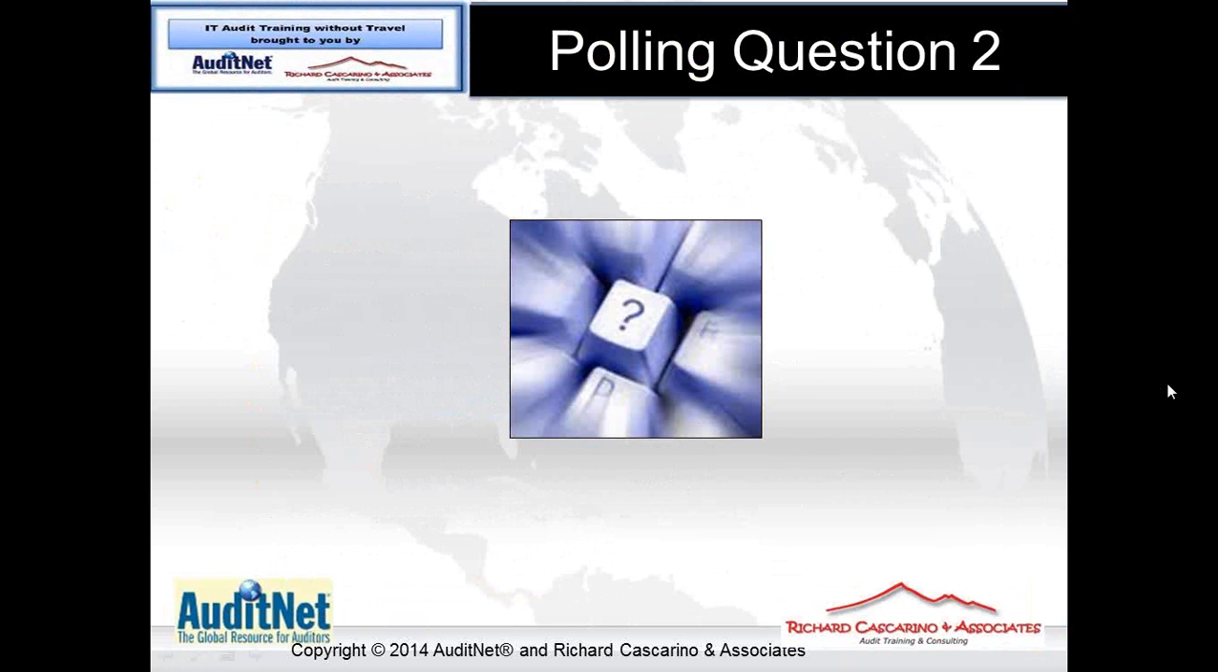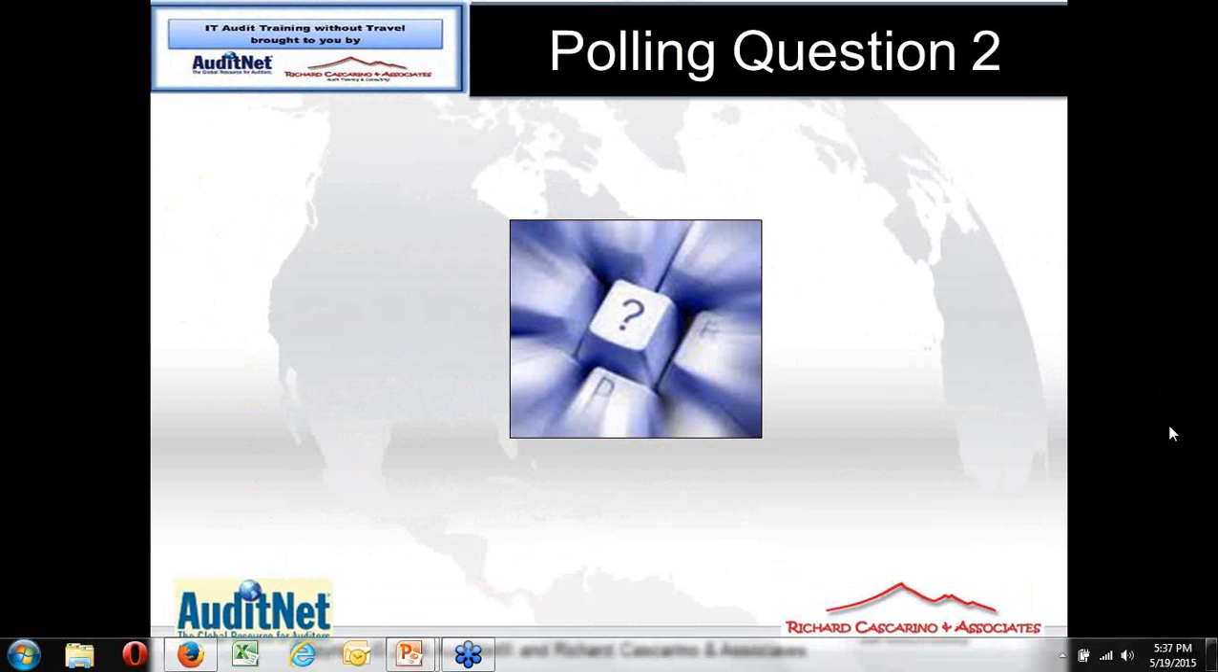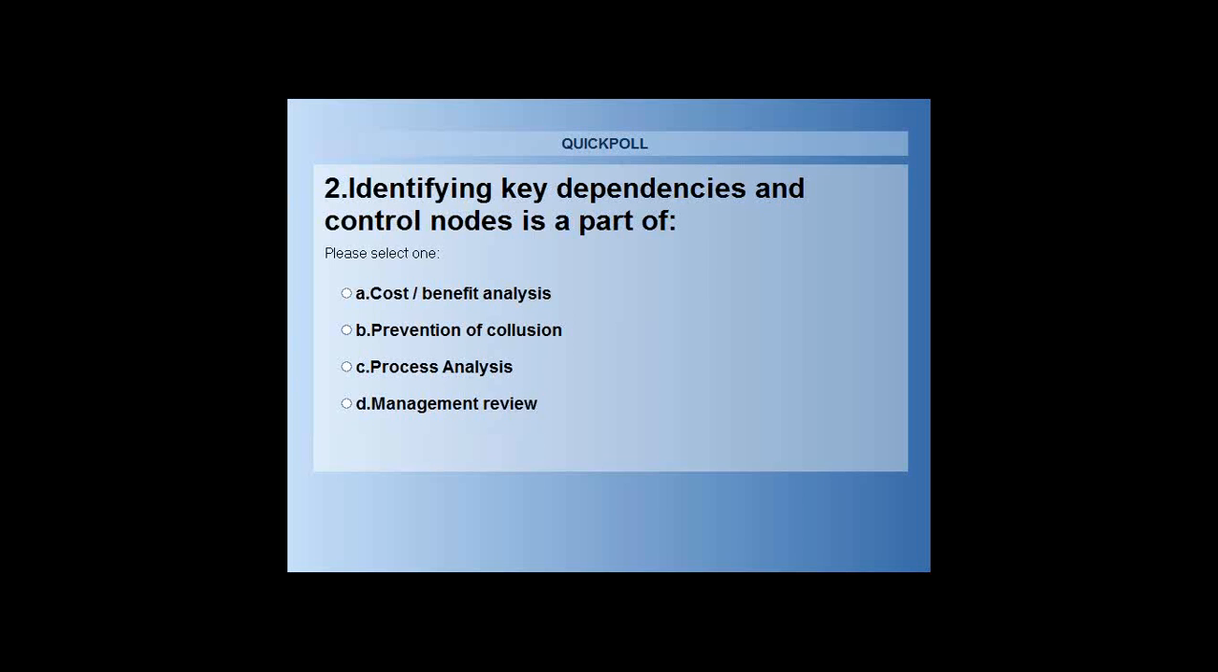And that brings us to our second polling question. Our second polling question is looking at key dependencies and control nodes, and identifying those is part of: cost-benefit analysis, prevention of collusion, process analysis, management review. Which of those is it a part of?